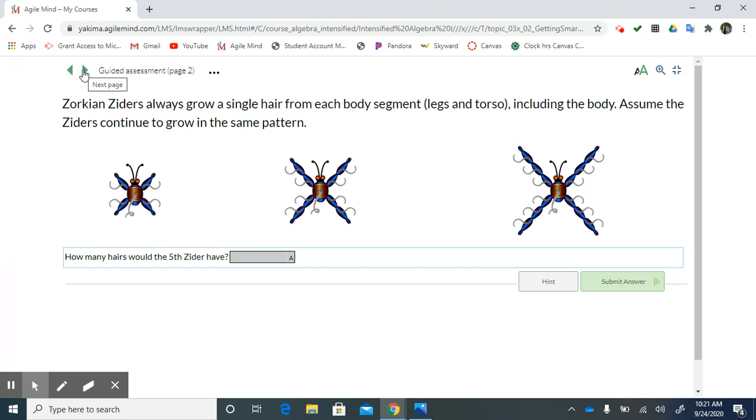We want to know the 5th Zyder. So on the Zyder side, I'm just going to count 1, 2, 3, 4, 5. And on the hairs side, I've got 5 hairs for the first one, 9 hairs for the second one, and 13 hairs for the third one.